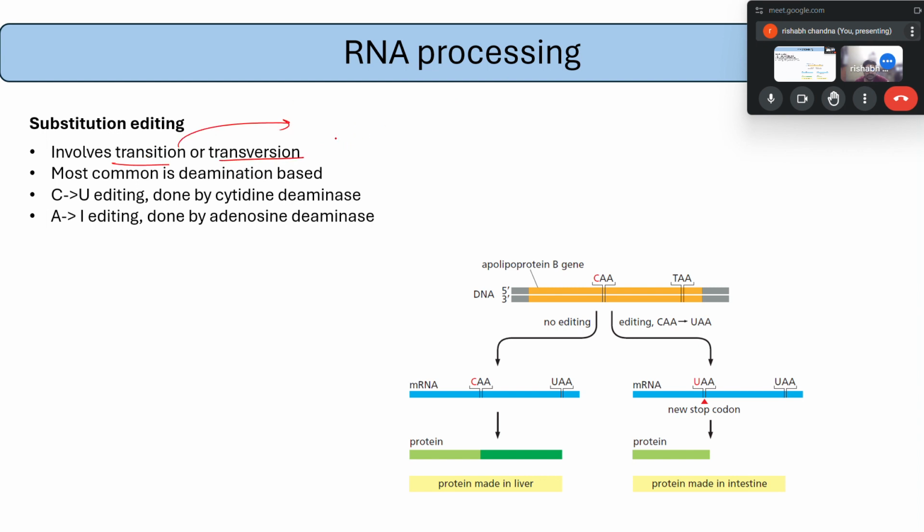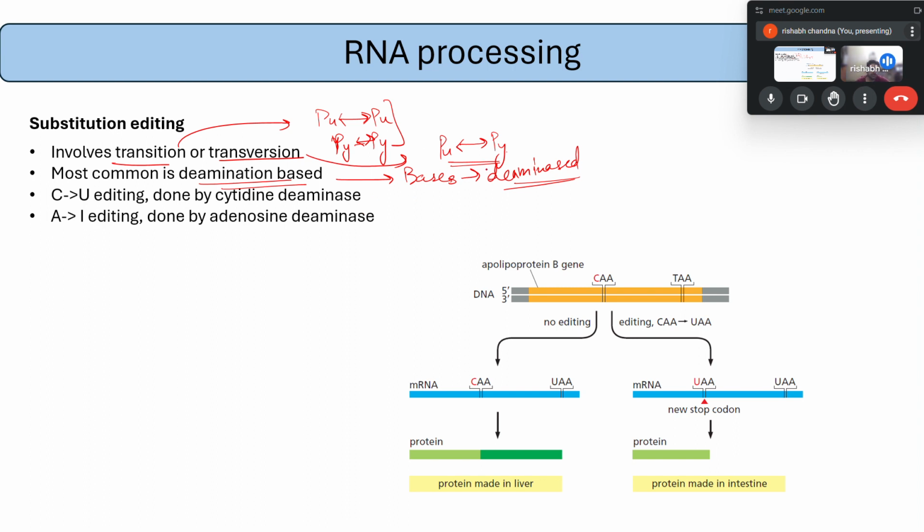Transition basically involves changing of purine to purine or pyrimidine to pyrimidine. So this is the main theme of the transition, and then transversion involves changing of a purine to a pyrimidine. Okay, either of the thing can happen. Now, most common is the thing that is deamination based. So the bases are deaminated so that it will be converted to a new base.